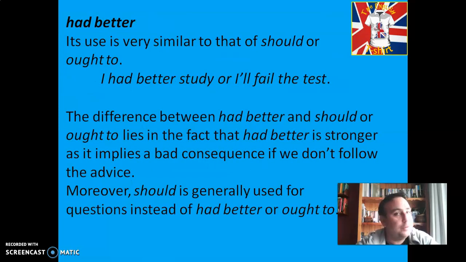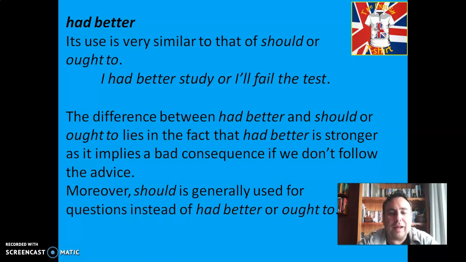Had better is not a modal perfect, but it's an expression with modality. Its use is very similar to that of should or ought to. I had better study or I'll fail the test. Yo debería estudiar o suspender el examen. You can also contract in I'd better, but it's not very common.